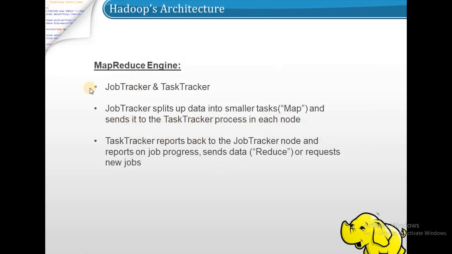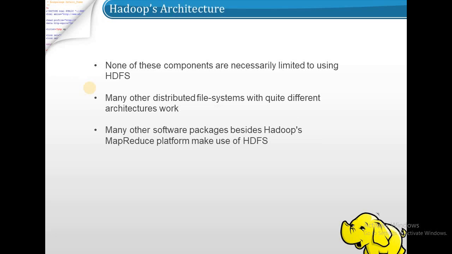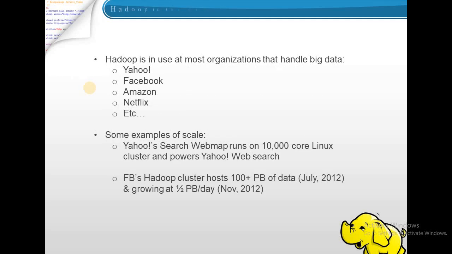MapReduce engine: job tracker, and then task tracker. The job tracker splits the data up into smaller tasks, maps them, and sends them to the task tracker for processing on each node. The task tracker reports back to the job tracker node on the job progress, sends data, reduces, or requests new jobs. None of these components are necessarily limited to using HDFS. Many other distributed file systems with quite different architectures work, and many other software packages besides the Hadoop MapReduce platform make use of HDFS.